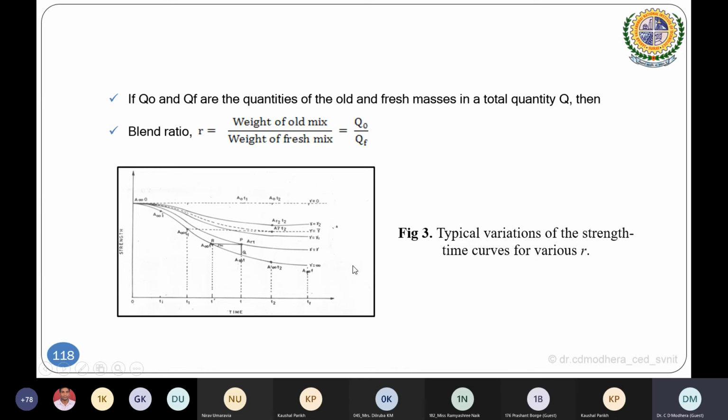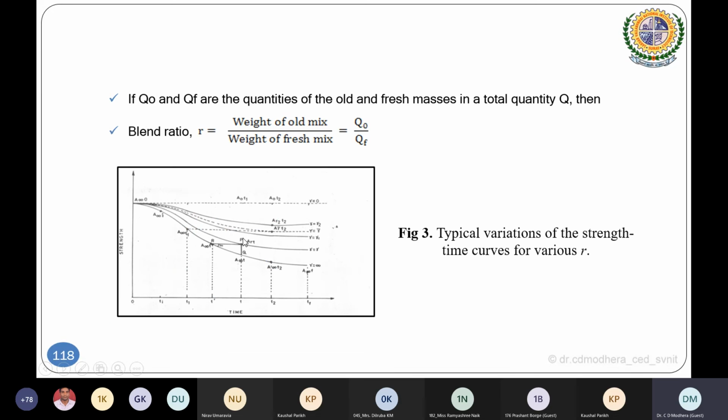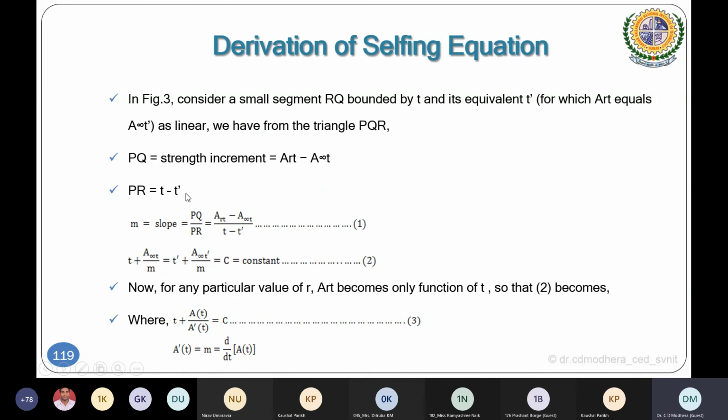So this dy by dx kind of thing, you can do slope PQ upon PR. So A infinity e^rt, A infinity like this. You can have the P and Q components. The e means strength. Strength may be compressive, maybe tensile, whatever is there, but let us consider compressive. So my PQ component strength increment will be e^rt minus A infinity t. This is minus this, e^rt minus A infinity t, and at the bottom t minus t dash you will get, as far as PR is concerned.